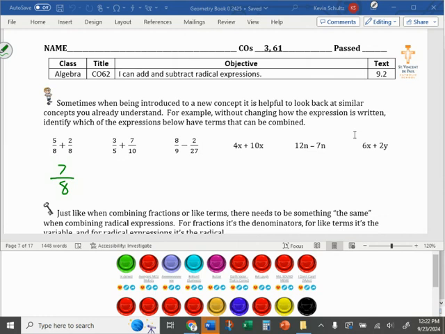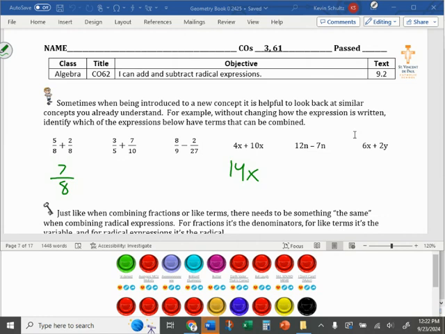If you've got terms, can we combine 4x and 10x? Yes. What do we get? 14x. What changes, what stays the same? The coefficient changes, the x stays the same. Because remember what a coefficient does. A coefficient tells us how many of something we have. We have 4 x's, we're getting 10 more x's. Total, that's 14 x's. Okay?